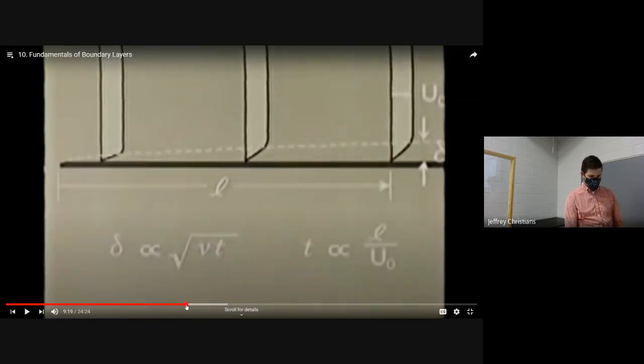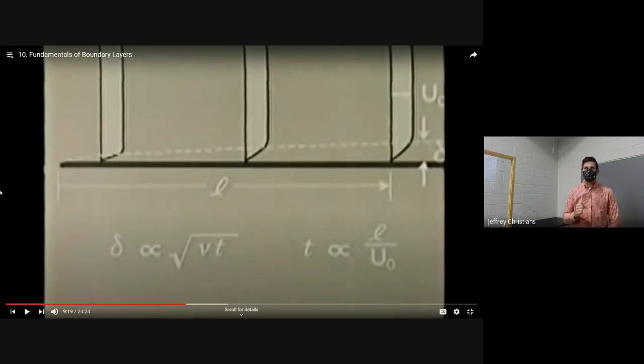Let's pause it here so that we can see all of the different variables. There's a time component, which is related to how long it took you to travel a certain distance. So that's where the time comes in: how long did it take the free stream to travel this distance, L. So L over U infinity, or U naught, that's the free stream velocity.